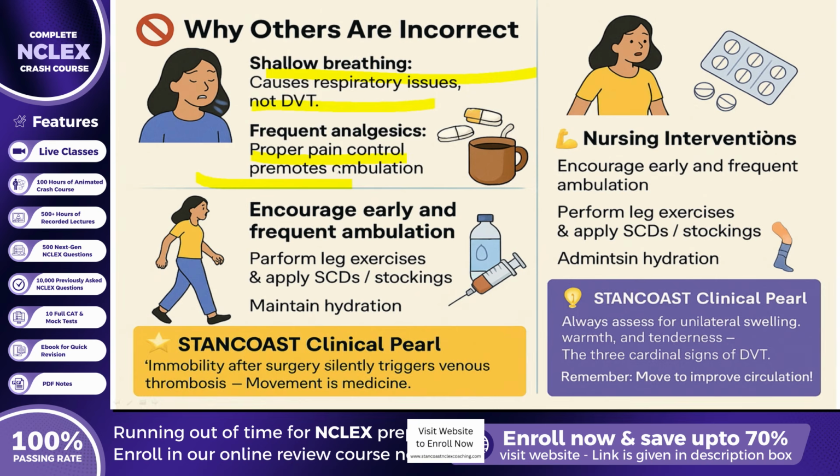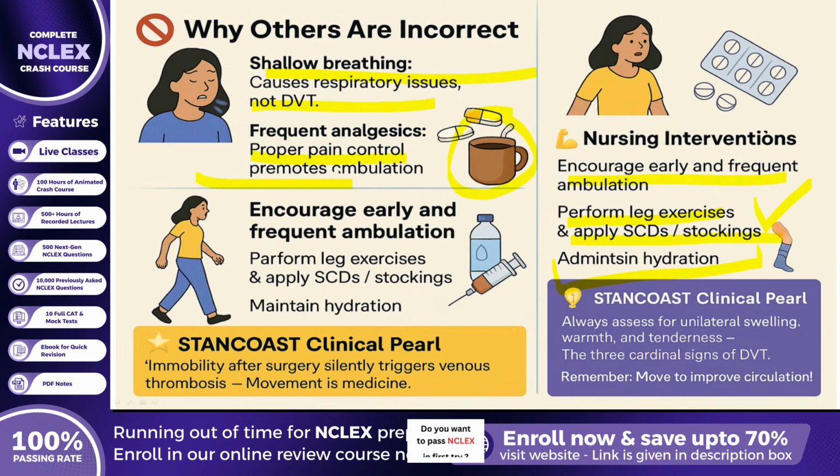To conclude, the nursing focus should be on promoting early mobility and implementing adjunct measures such as leg exercises, sequential compression devices, anti-embolism stockings, maintaining hydration, and administering anticoagulant prophylaxis like heparin or enoxaparin as prescribed.